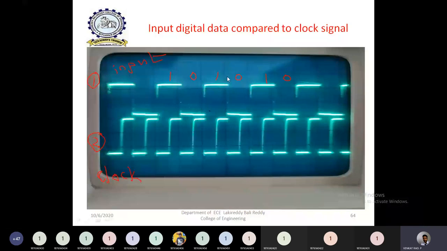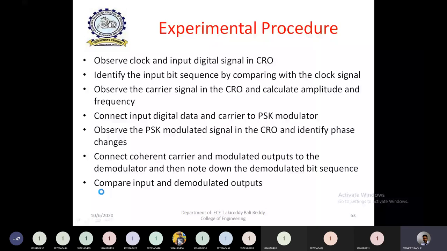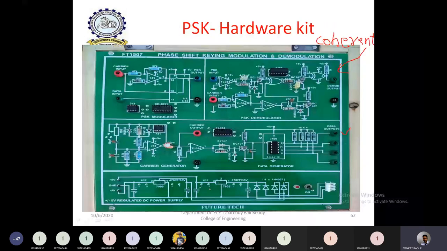Like that, you need to compare the input digital data with the clock signal so that you are able to write the corresponding bit sequence. So how is this obtained in the CRO? Where is the input data and where is the clock generated? When you observe this diagram, this is the input digital data which is generated. If you connect this to the CRO, we can observe the input digital data pulse. And then exactly here, at the output of the transistor, the knob is not given, so you need to connect the CRO probe at this point. Then only can you observe the clock signal.